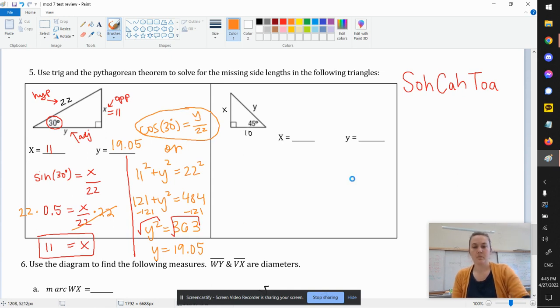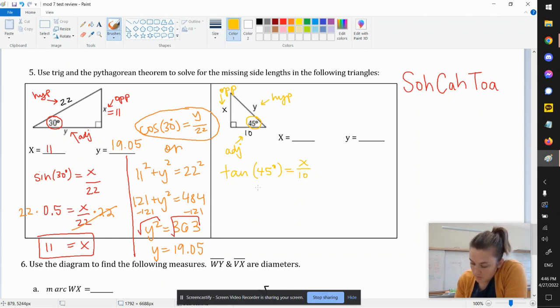Great. We're about to do the same thing over here, right? We've got an angle. I need to figure out which one is my hypotenuse, which one is my opposite, and which one is my adjacent. I'm going to solve for x first. I know the opposite, I want the opposite, and I know the adjacent, so I'm going to use tangent. The tangent of 45 is x over 10.